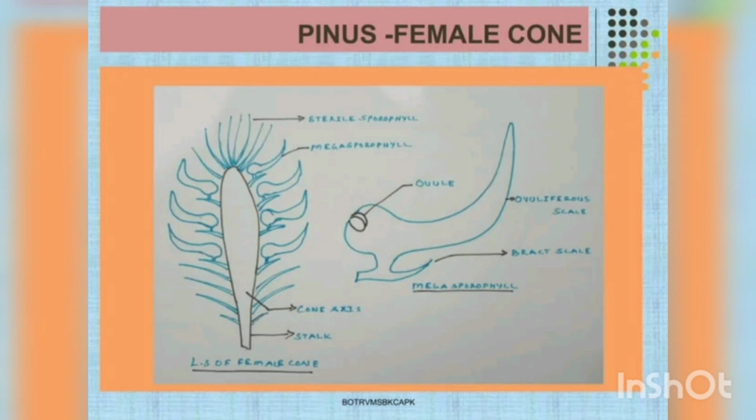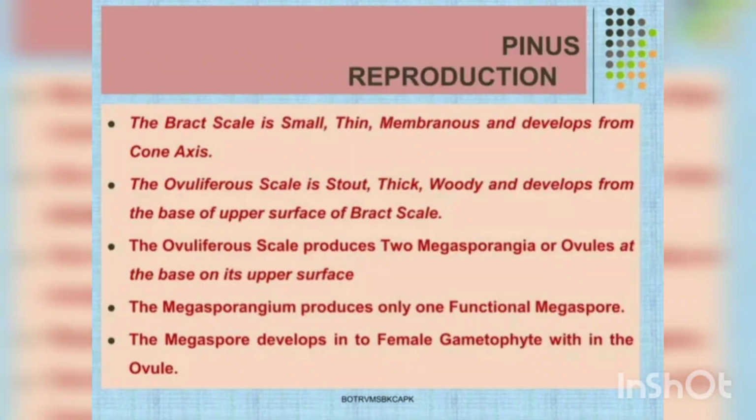Now this is the cross section of the female cone. We can see the ovuliferous scale and the bract scale. The bract scale is small, thin and membranous, and it develops from the cone axis. The ovuliferous scale is stout, thick and woody. It develops from the base of the upper surface of the bract scale. The ovuliferous scale produces two megasporangia or ovules at the base on its upper surface.